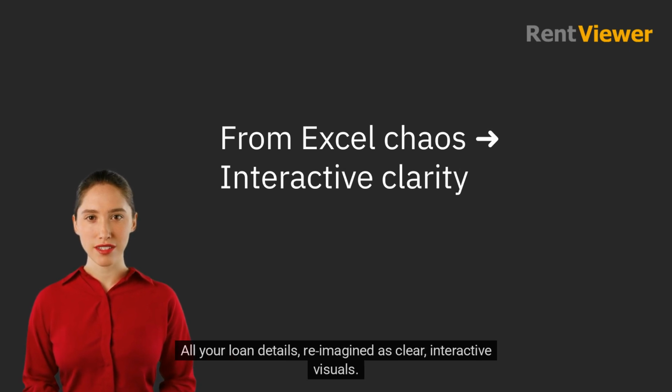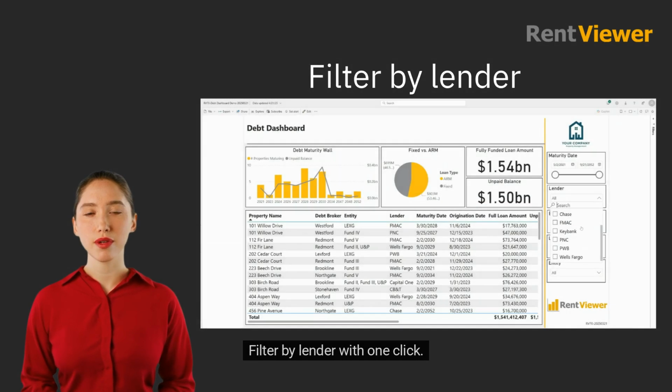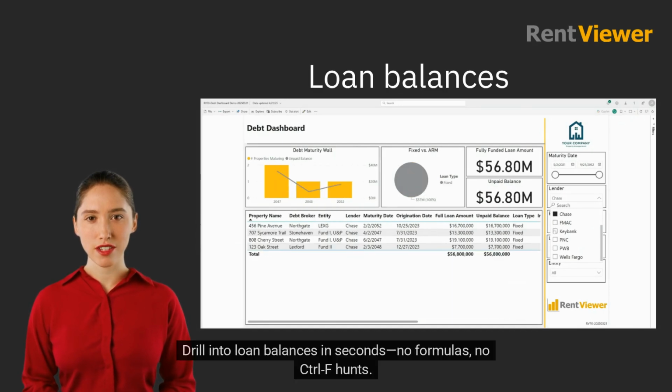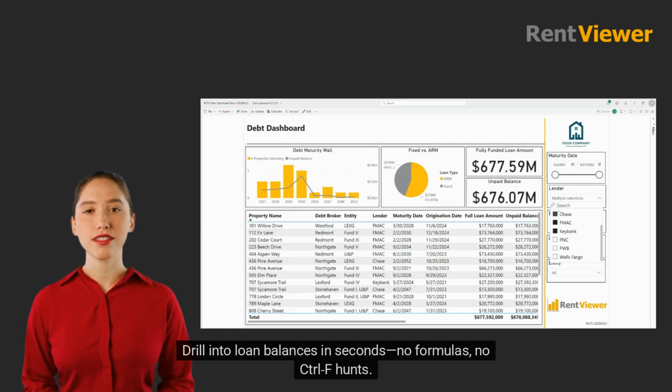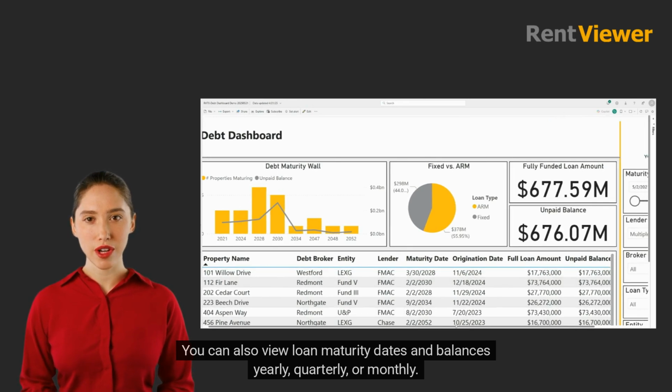All your loan details, reimagined as clear interactive visuals. Filter by lender with one click. Spot looming maturities on a graphical timeline. Drill into loan balances in seconds. No formulas, no Control-F hunts. You can also view loan maturity dates and balances yearly, quarterly, or monthly.